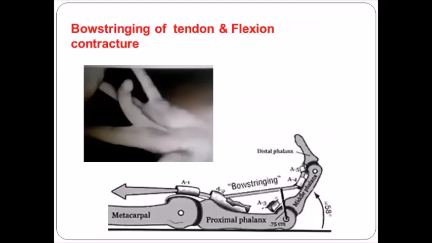In this picture, you can see there is bowstringing of this tendon, and here below you can see another picture. The A3 pulley is affected, and because of that, the tendon has pulled up, causing the bowstringing, and in the late stage it will cause flexion contracture at the PIP joint.